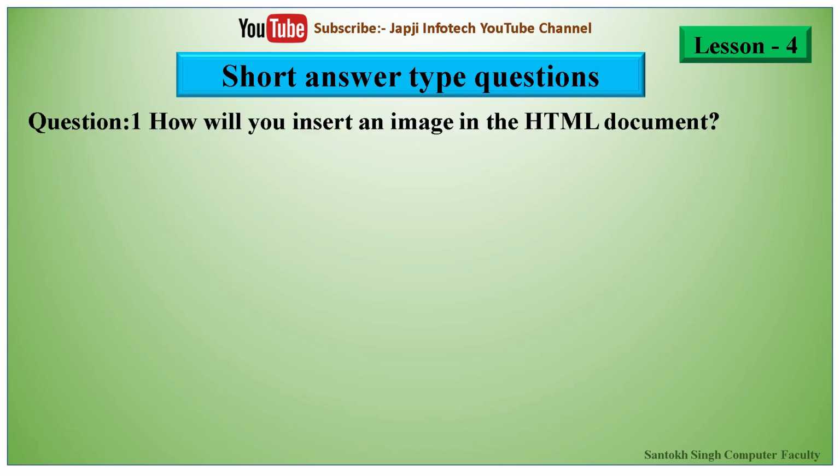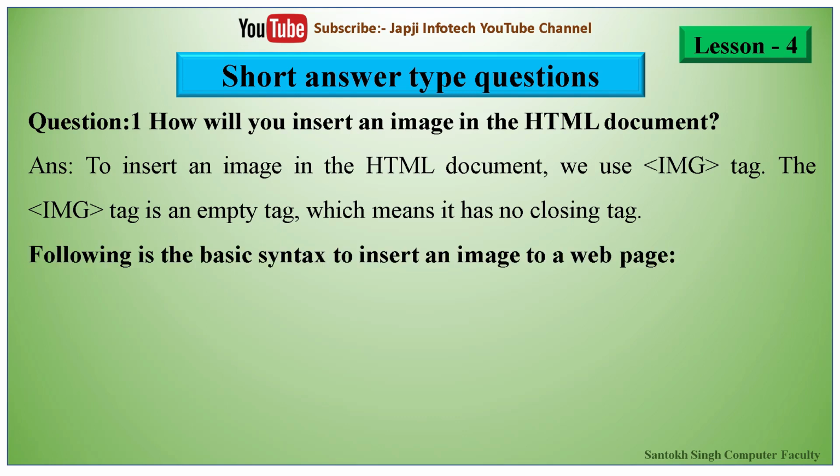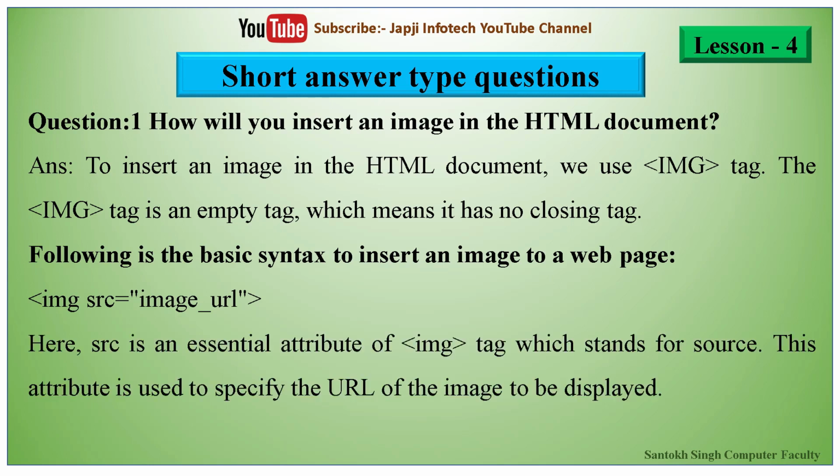So first question is, how will you insert an image in the HTML document? To insert an image in the HTML document, we use IMG tag. The IMG tag is an empty tag, which means it has no closing tag. So following is the basic syntax to insert an image to a web page. Left angle bracket IMG space SRC equal to, in the double quote, write the image URL. So here SRC is an essential attribute of IMG tag, which stands for source. This attribute is used to specify the URL of the image to be displayed.